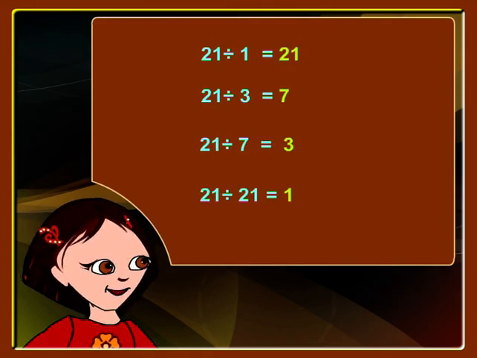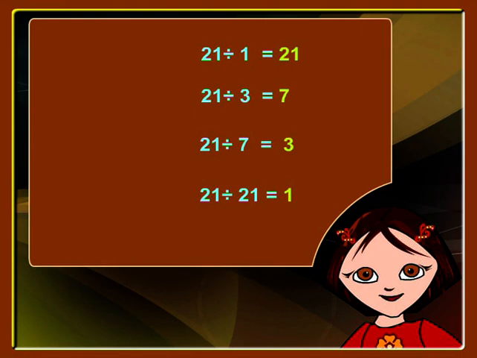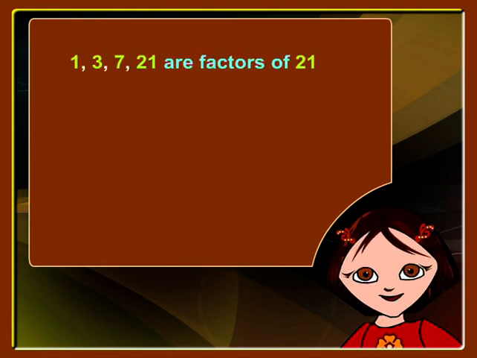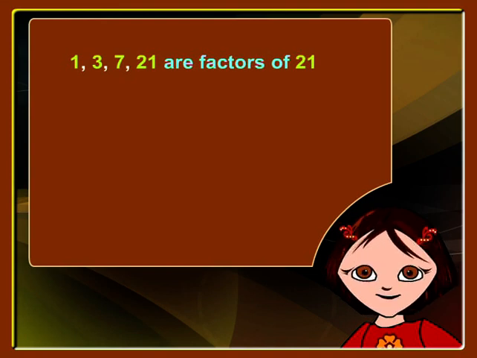21 divided by 7 is equal to 3. We find that the next number that divides 21 completely is 21 itself. 21 divided by 21 is equal to 1. By now, you can guess that 1, 3, 7 and 21 are the factors of 21 since they perfectly divide 21. Did you notice some interesting facts here?